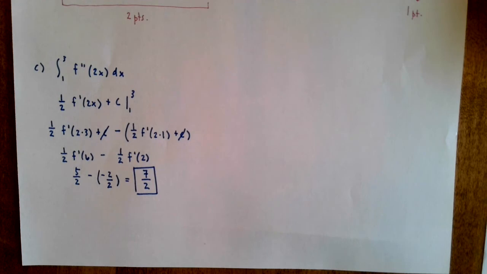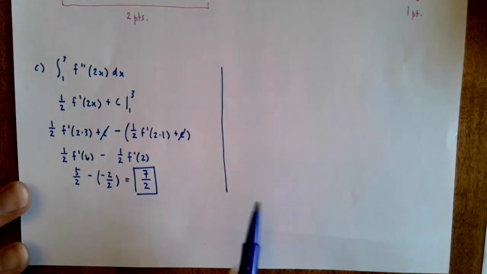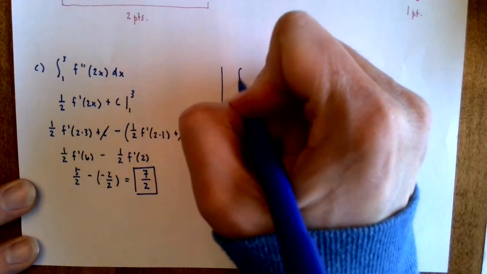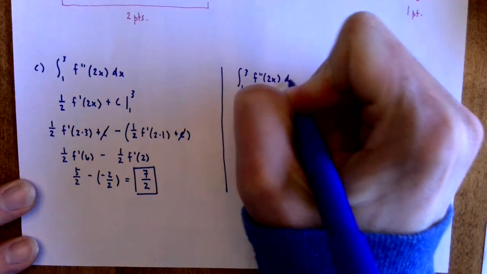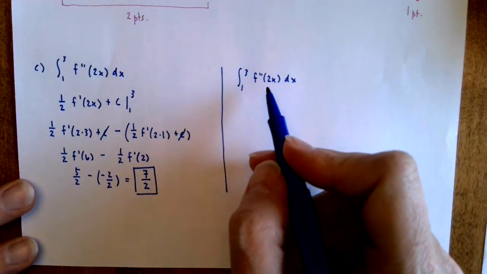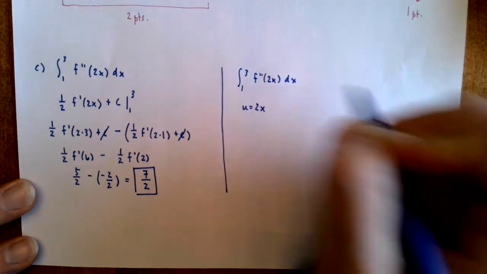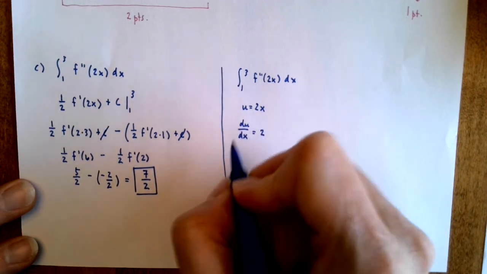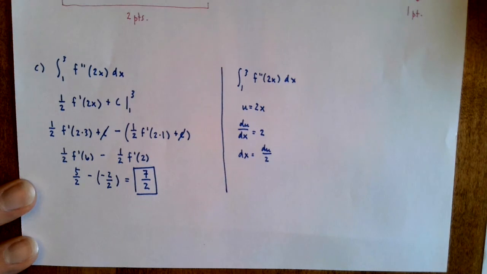Now, I know some of us are more comfortable with a U substitution. And again, this is an optional method. These are both valid ways of doing this. So let's say I looked at this, and I'm a person who prefers a U substitution. So I should recognize here my U is equal to 2x, which means my du dx is equal to 2, and dx equals du over 2.